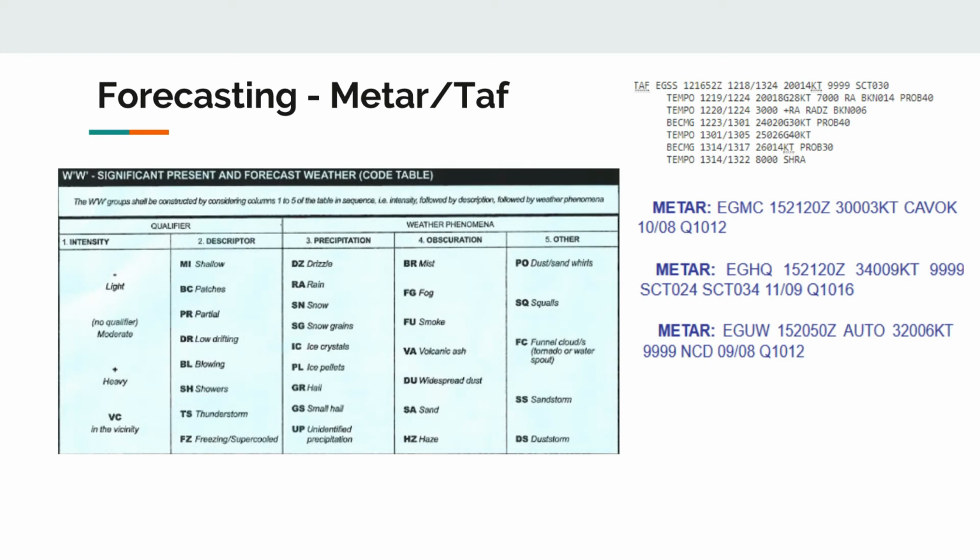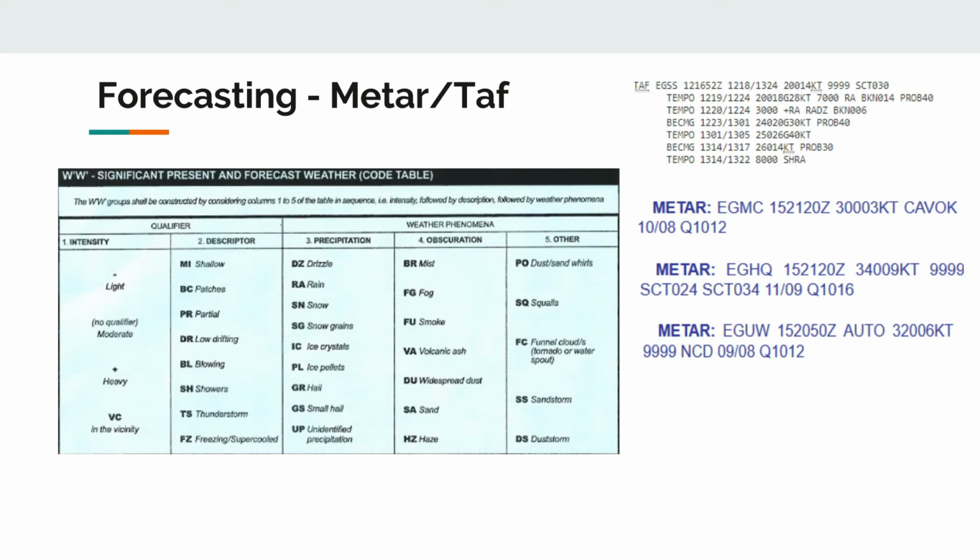However, it doesn't end there. You get temporary forecasts within that time. So you can see you've got a load there. I'll just go through the first one. So it says 1219, 1224, 20018G28. So it means that the wind between 7 and midnight on the 12th is expected to be 200 at 18, gusting 28 knots. Visibility is 7,000. You can expect moderate rain and broken clouds at 1,400. And the PROB bit is the probability that this is going to happen, which is 40%.